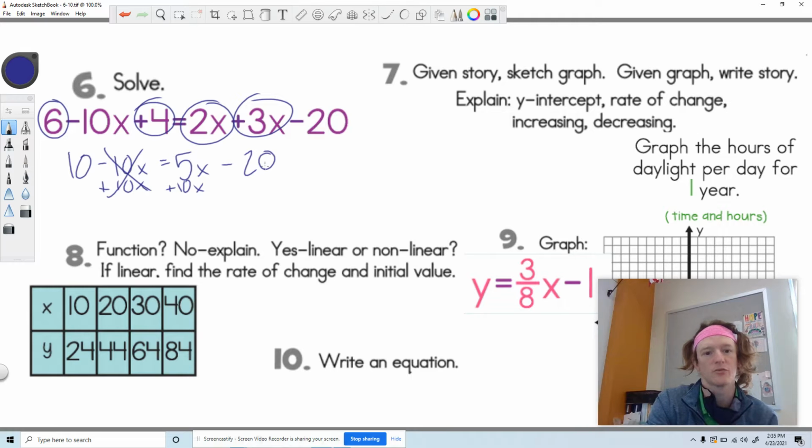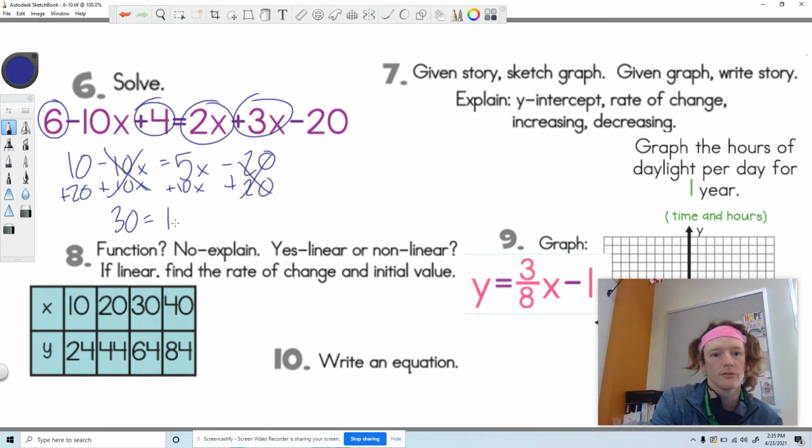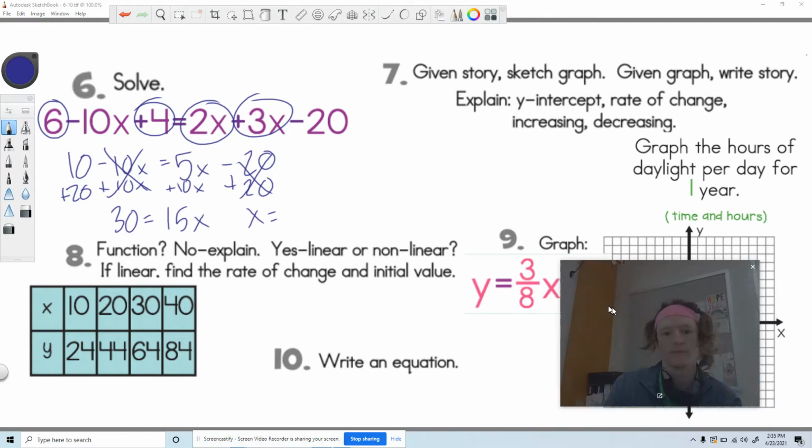Now we need to cancel off this 20 over here. So we'll do plus 20 to both sides. And you'll have 30 equals 15x. So you got one more step here to tell me what x equals.